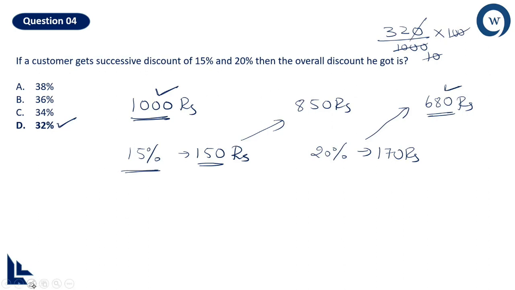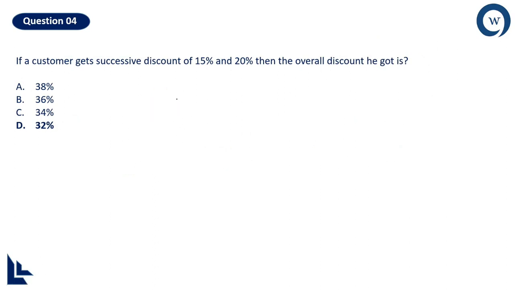Now I have a shortcut technique also for you. I will erase this first. And the shortcut says that for successive discount, whatever the values are, x, y, or even if z is there, the same technique will be applicable. For the time being, I'll take x and y.